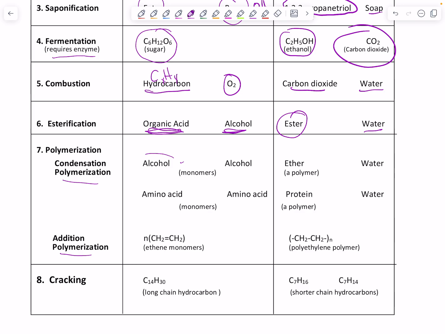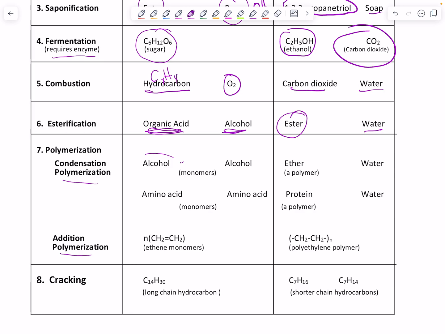The other one that we didn't really talk about in the examples, other than just mentioning that proteins are made this way, is we can have an amino acid react with another amino acid. Those would be our monomers. And so our product is a protein. That would be the polymer in this case. So we have repeating amino acids attached to each other.